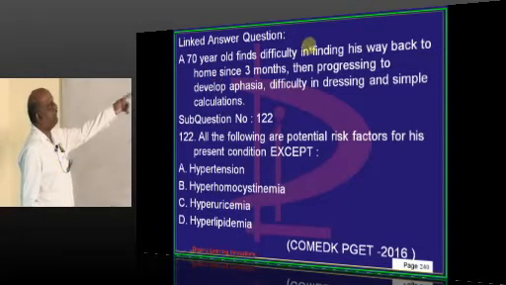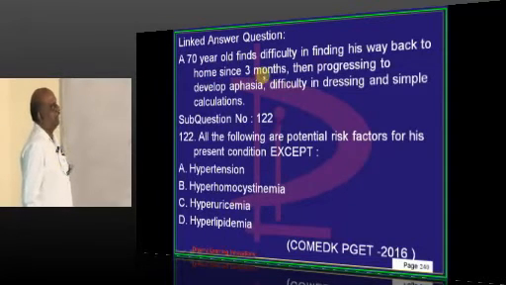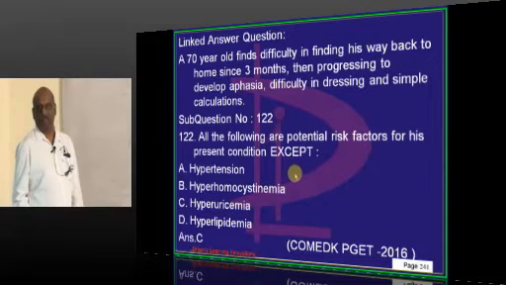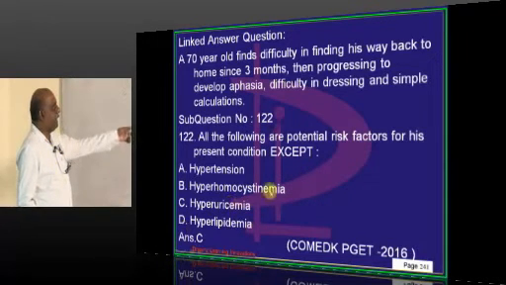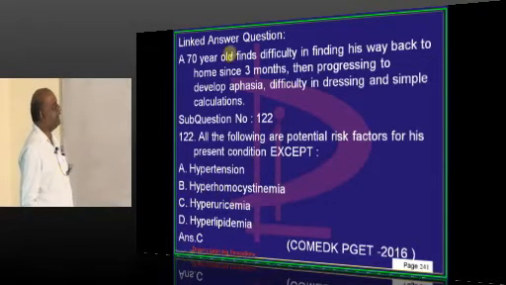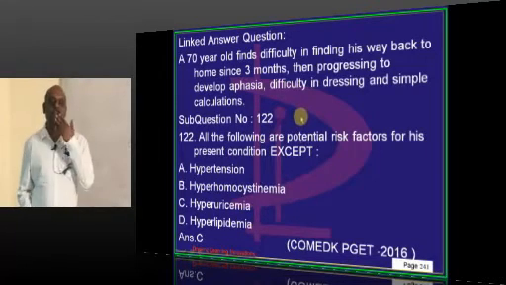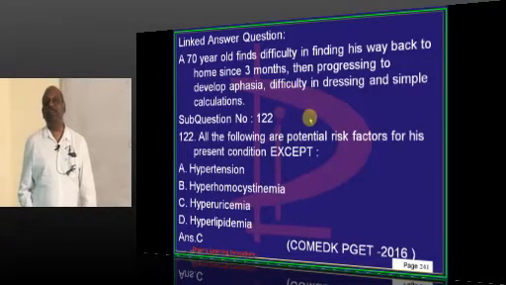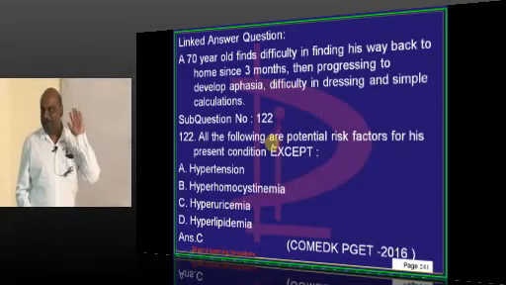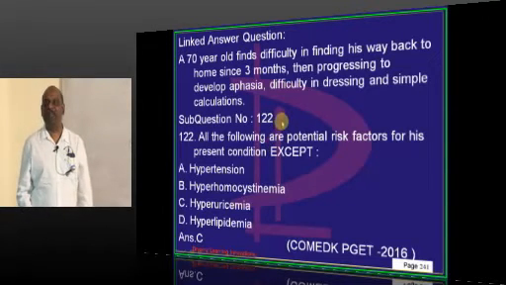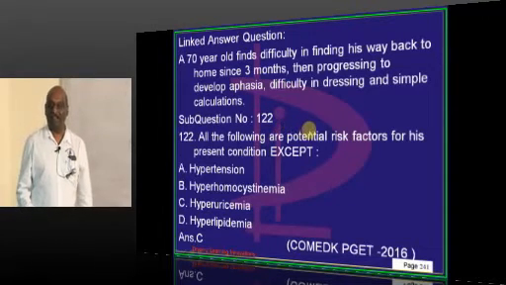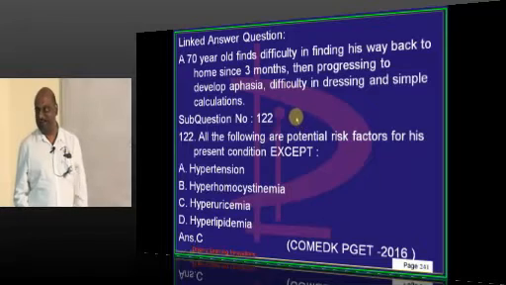Then doctor, 70-year-old, progressing to aphasia, and so on. What are the risk factors for Alzheimer? Hyperlipidemia, hyperhomocystinemia, hypertension, etc. Any of them can lead to development of dementia, not hyperuricemia. Nobody will think of dementia in gout. Unless you are hyper-imagining in the exam hall. Another spinal cord level question.